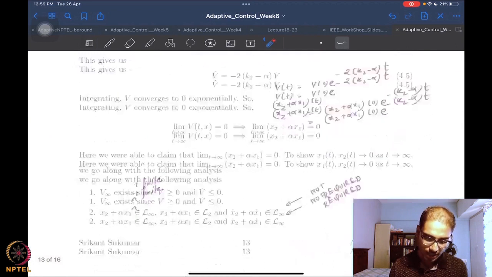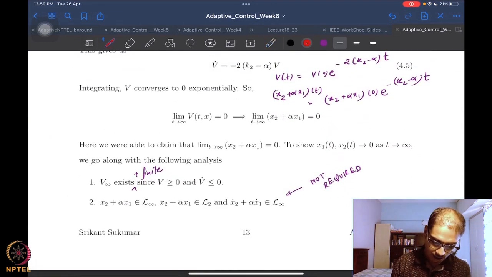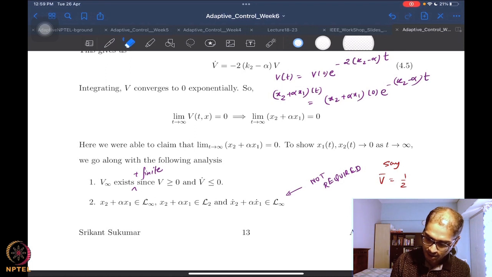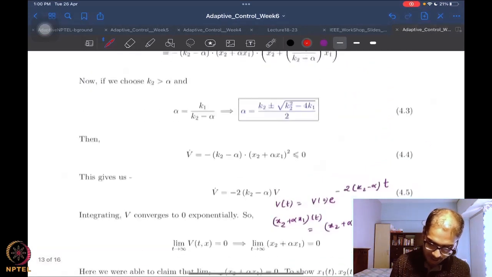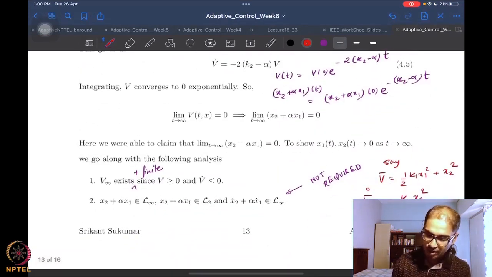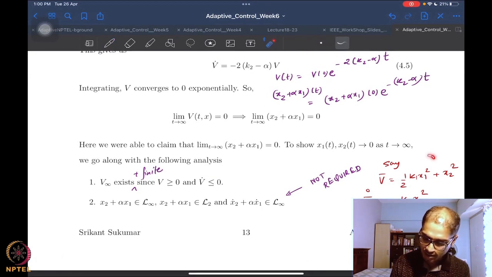You can choose another Lyapunov function, say v bar equals half of the same thing as before, k1 x1 square plus x2 square, and we have v bar dot is minus k2 x2 square from this dynamics. Just by substituting for the dynamics of the spring mass damper from the previous example, I know that this is exactly what I get, and this is less than or equal to 0, and this will immediately imply that x1, x2 are uniformly stable at the origin.